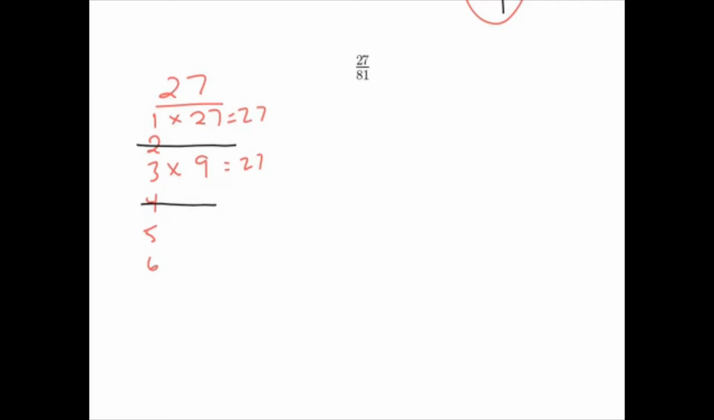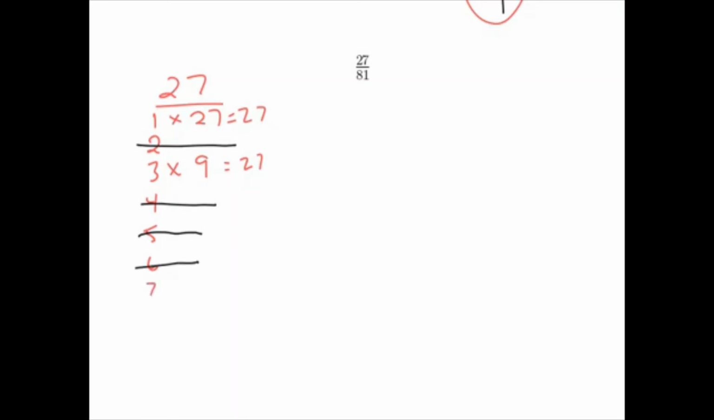5 is not a factor. 5, 10, 15, 20, 25, 30. So we can double check that by skip counting. Similarly, 6 we could check. 6, 12, 18, 24, 30. Again, we recognize that 6 is an even number and therefore it's not going to be a factor.